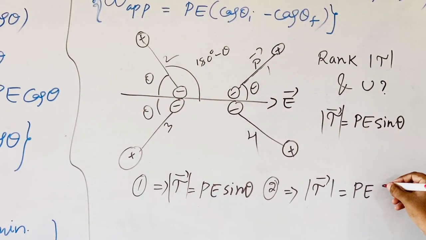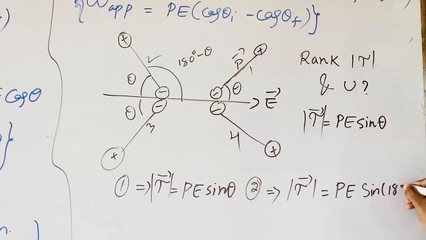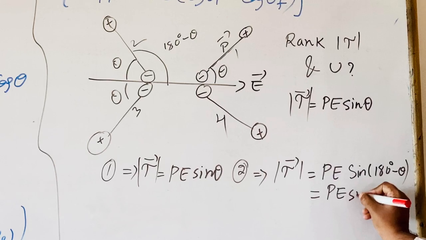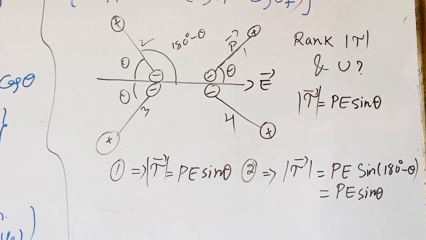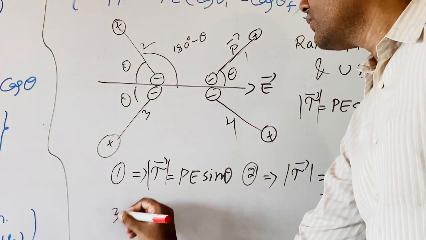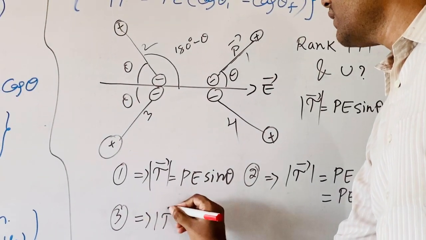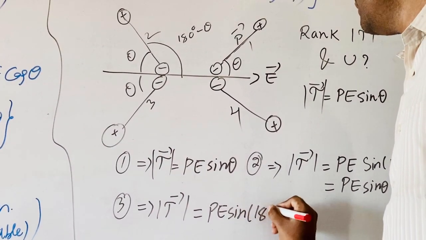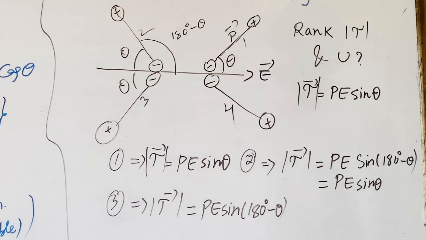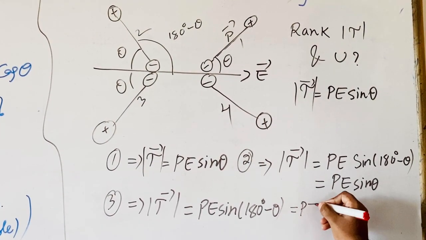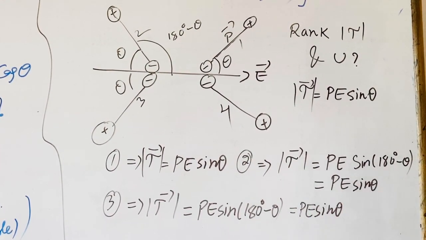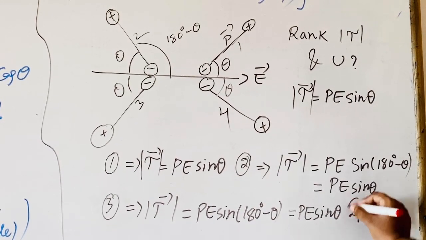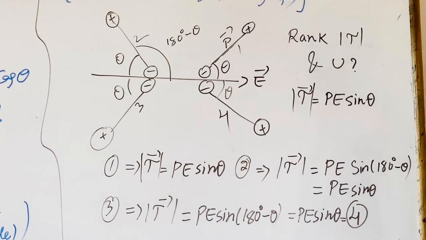So it will become sin of 180 degrees minus theta. That's why it will become again P sin theta. Okay. So similarly for the third one, what is the value for the torque? This is P sin of 180 degrees minus theta. Still, what is that value? P sin theta. So similarly for the fourth dipole also, you will get the same answer.